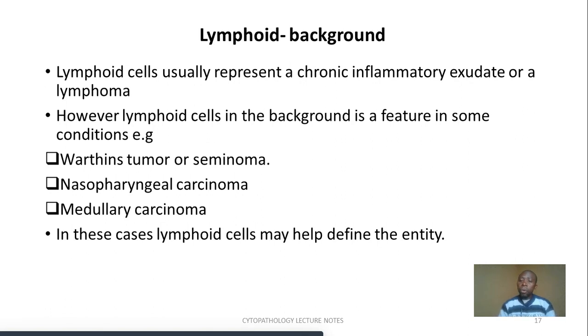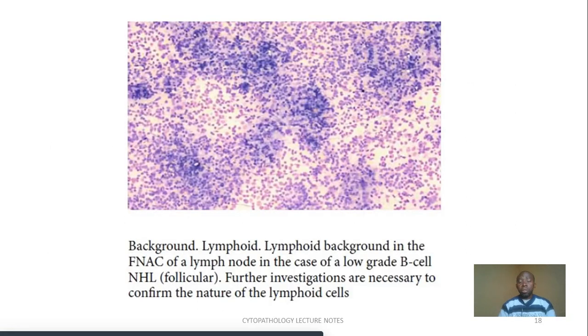So when you see a number of them, you also have to look at the background before you make conclusions in relation to malignancy. You need to be conscious of other conditions which may lead to having a lymphoid background. The image here is histology, but it is for appreciating how lymphoid cells may appear. That's why I chose to put it here.